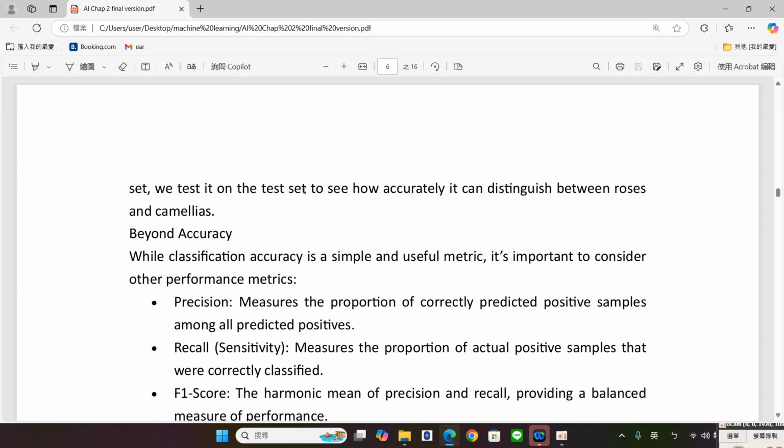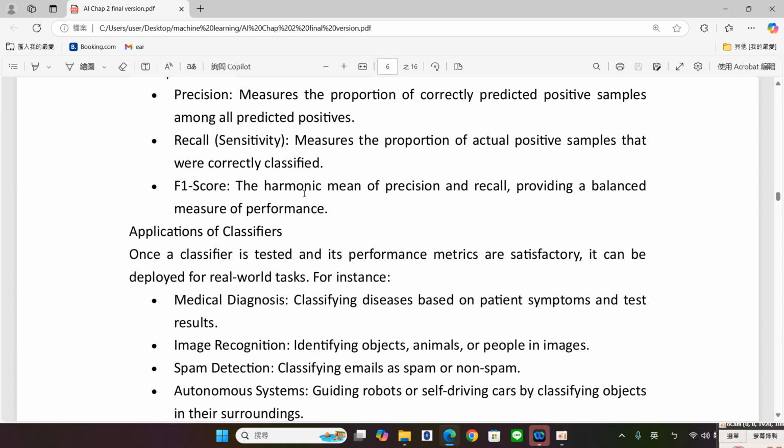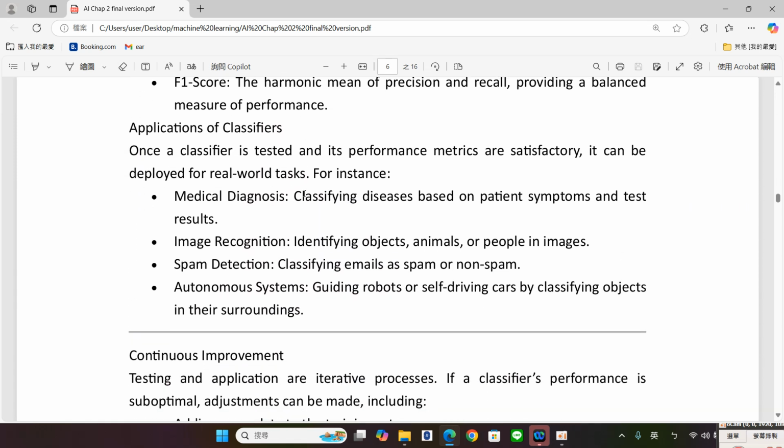Beyond accuracy. While classification accuracy is a simple and useful metric, it's important to consider other performance metrics. Precision measures the proportion of correctly predicted positive samples among all predicted positives. Recall, or sensitivity, measures the proportion of actual positive samples that were correctly classified. F1 score, the harmonic mean of precision and recall, provides a balanced measure of performance.